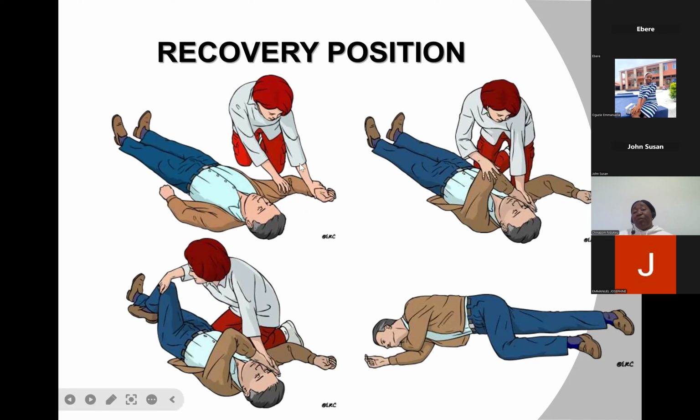The benefit of keeping this person in a recovery position is that if there is any drainage or any secretion from the mouth or from the nose, the person will not choke on it. With gravity, the secretions will just go out by the side. That is the benefit of keeping this person in a recovery position. It also helps to enhance breathing.